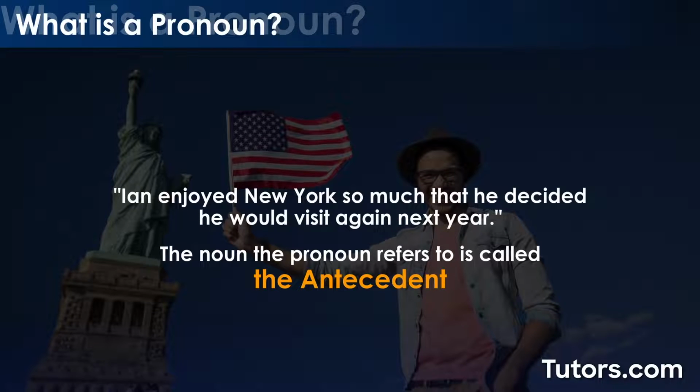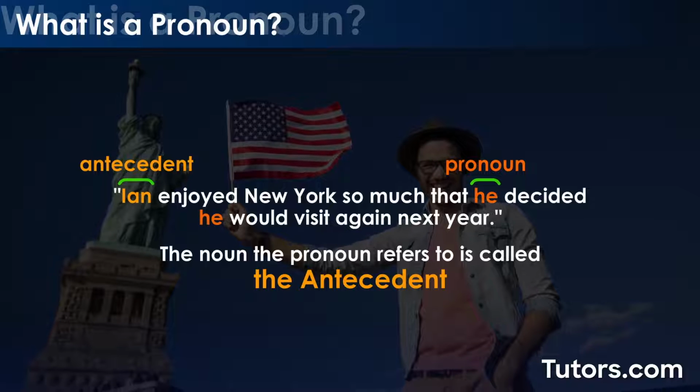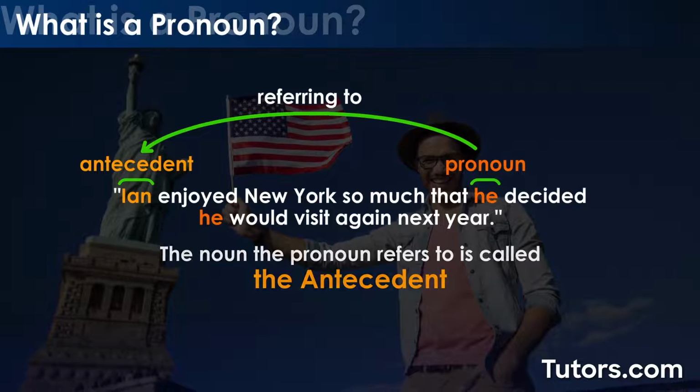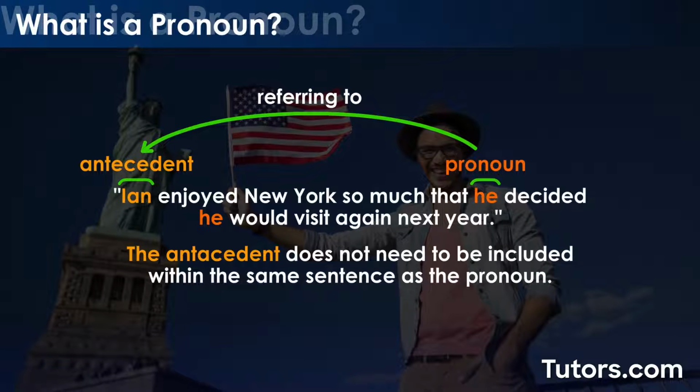In this example sentence, Ian is the antecedent and the pronoun he is used later in the sentence to refer back to Ian. The antecedent does not need to be included within the same sentence as the pronoun.